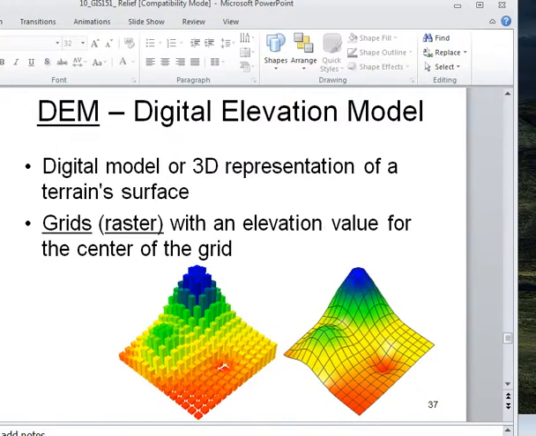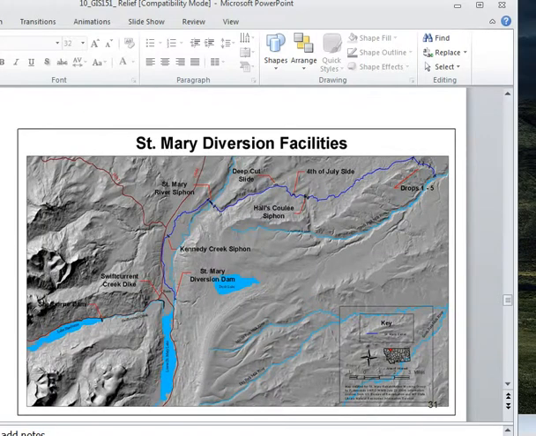And that's what you were looking at when we were looking at this map. That's a digital elevation model that has shown each of those. If you zoomed in here, just tiny, tiny squares, and each square has an elevation value.